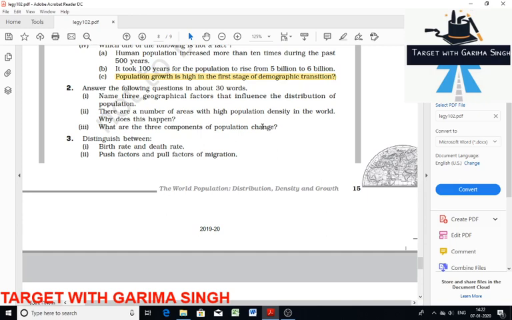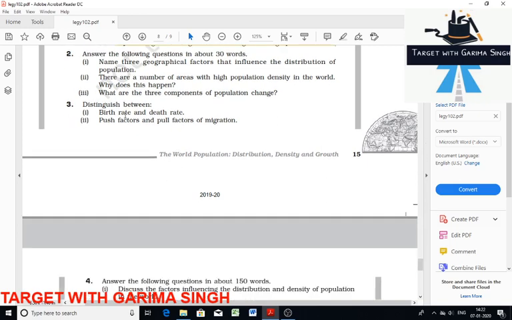Then you have to differentiate between birth rate and death rate. Birth rate is the number of live births per thousand of population during a year in a particular region. Whereas death rate is the number of deaths per thousand of population during a year in a particular region. Then there are formulas for them. If birth rate is more than death rate, it results in positive growth of population. If death rate is more, then growth is negative.